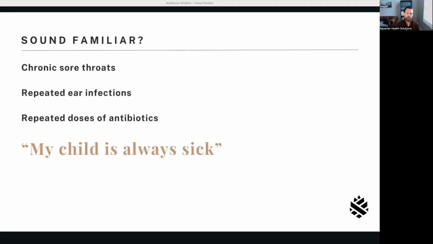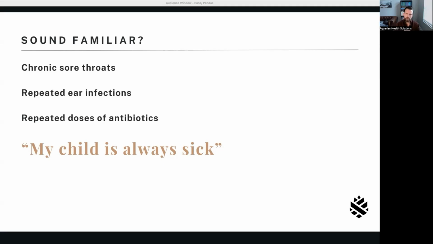And usually what happens with kids, when I talk to their parents or when I talk to them prior to getting a diagnosis of PANS or PANDAS or prior to an onset of all these symptoms, is the child has chronic sore throats, repeated ear infections, repeated doses of antibiotics. And they always say, oh, my kid is always sick, right? And when that's going on, that shows me that there are acute and chronic infections that are constantly being precipitated in the child's body that can make their way to the brain.